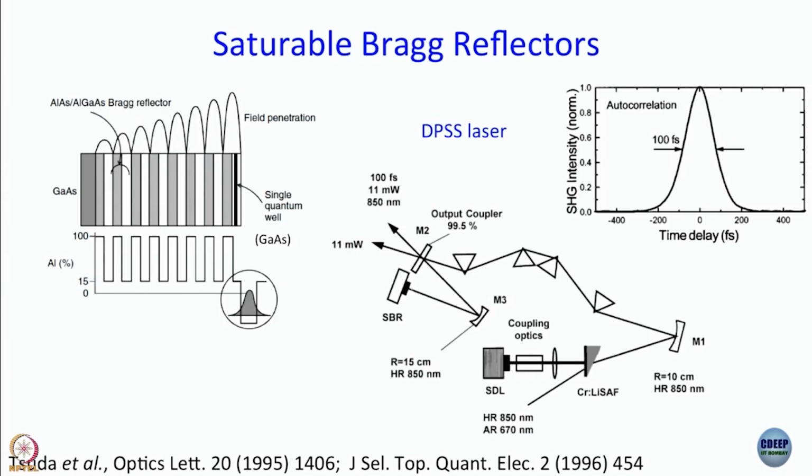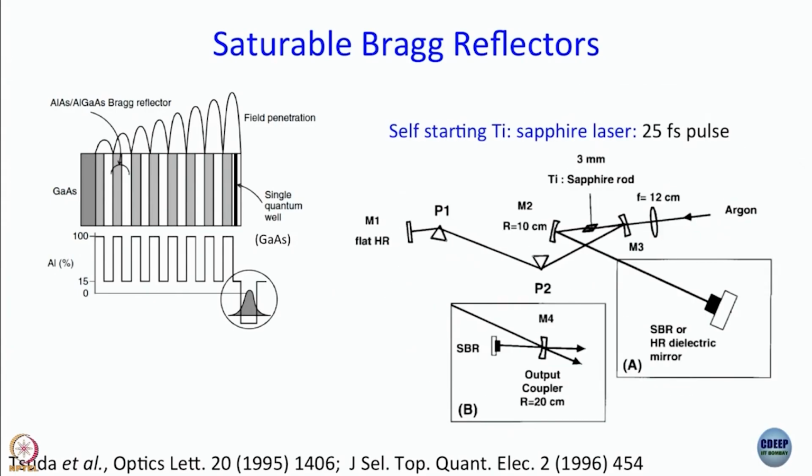But now I show you another one from the reference that is there in the same paper, and it is there in a Laser Focus World article as well. This is a self starting Ti:sapphire laser. Once again you see there are two different cavity designs, but the crux of the matter is that this saturable Bragg reflector is used as one of the mirrors. Now see what the pulse width is, 25 femtosecond.